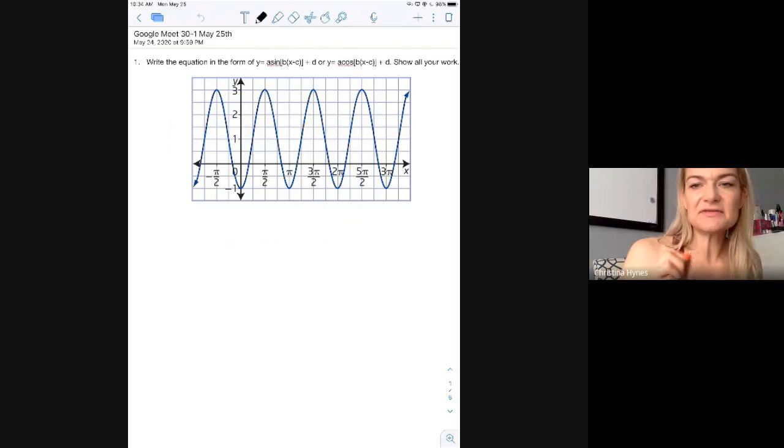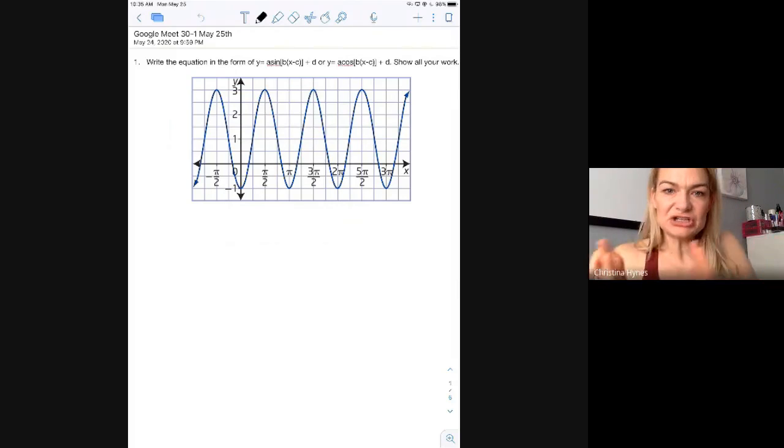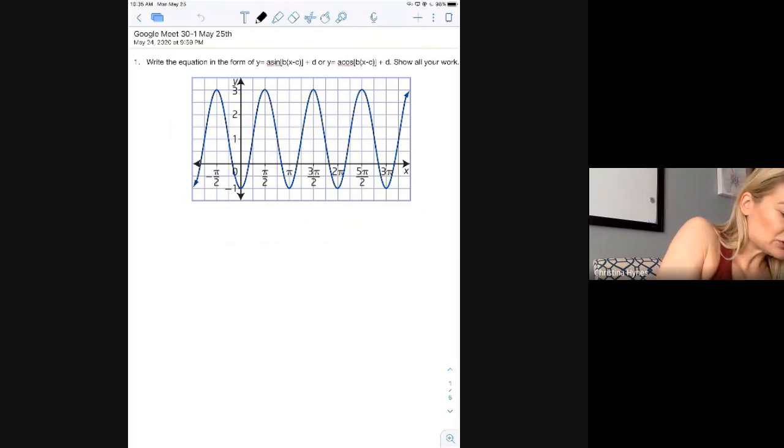I always leave C to the end because that is the only thing that is different between sine and cos. That's the only real difference between them, there's a phase shift that takes you from cos to sine. So that's it. Okay, so what you're going to do is write A equals.